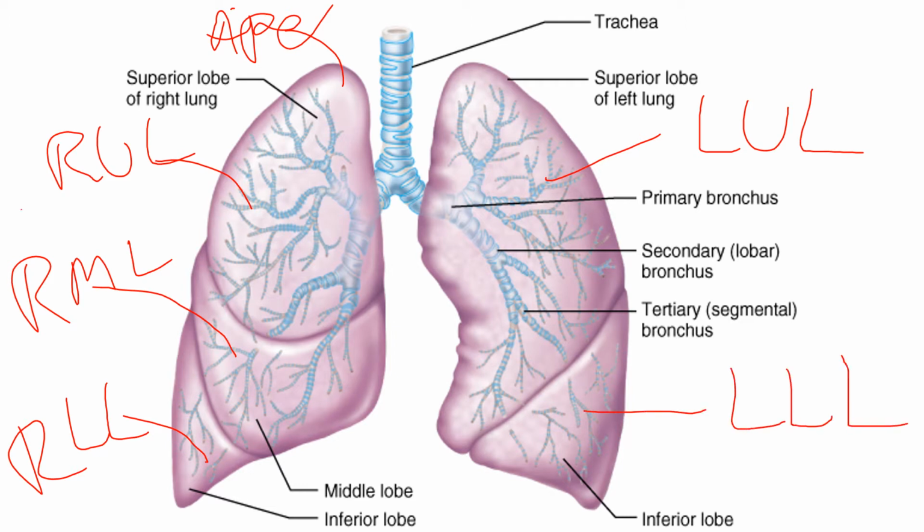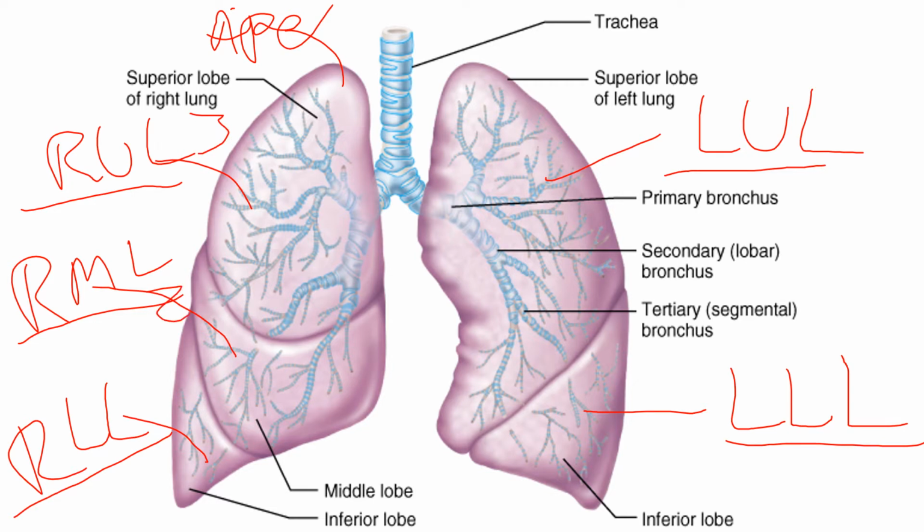How many segments are in your right upper lobe? Hopefully you said 3: apical, anterior, posterior. Middle, 2 segments, and then right lower lobe 5 segments. Left upper lobe 4 segments, left lower lobe 4 segments. So we have 3 lobes on the right, 2 on the left. We have 10 segments on the right, 8 on the left. And then we have 3 segments, 2 segments, 5 segments, and then 4 and 4.